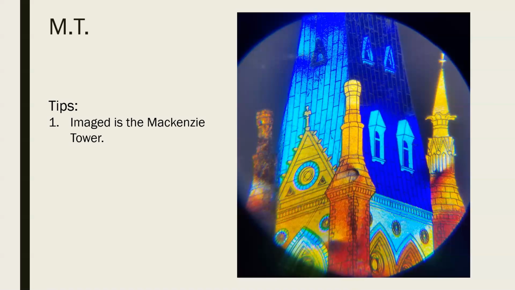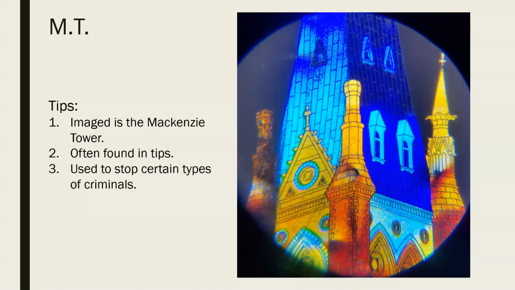So I'll give you the second one. It's often found in tips. Yeah, it's like a $1, no, $5 bill? It's a $5 bill, you're right. So it's also used to stop certain types of criminals. And it's a holographic print that's actually on the new $5 bills, and it's used to stop counterfeit.